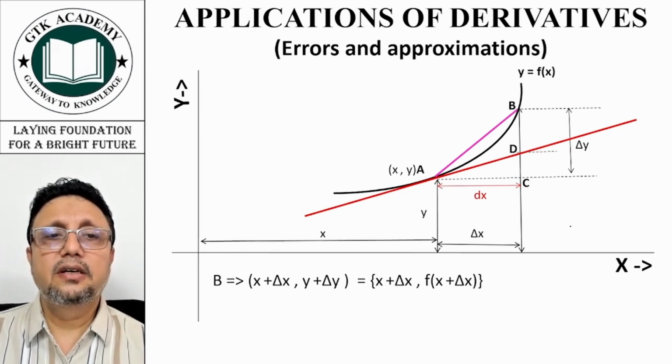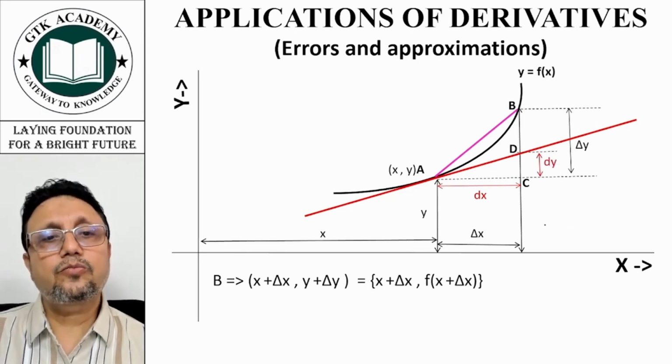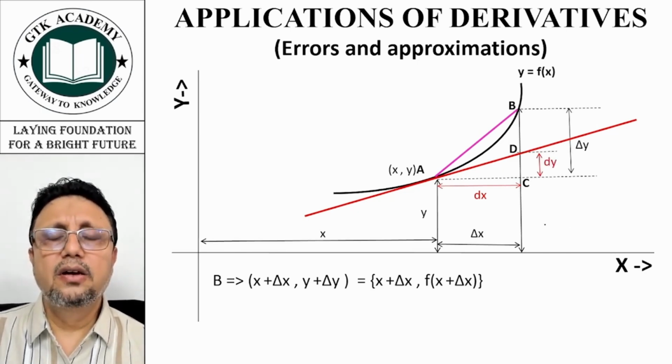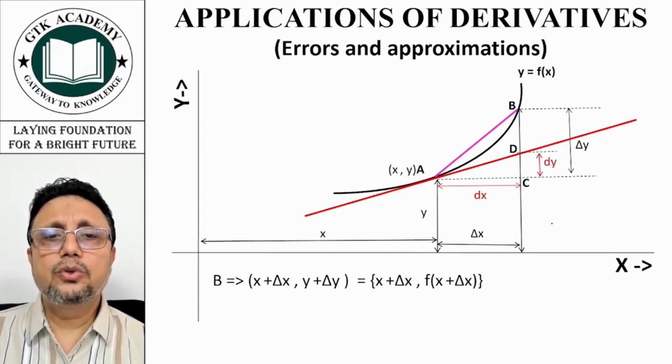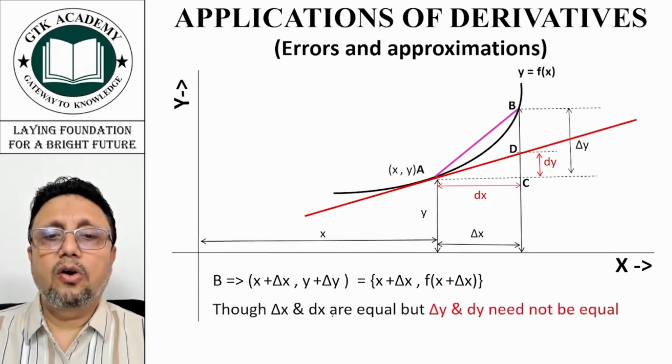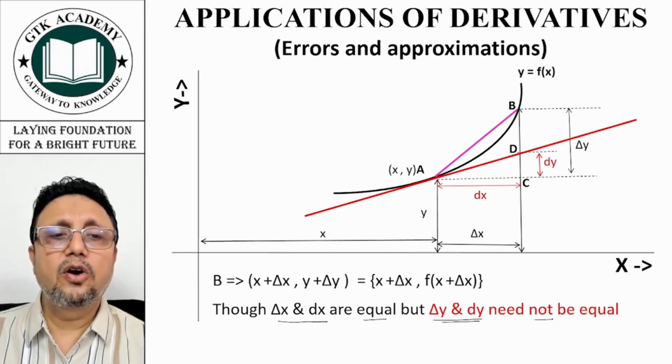And dc is delta y. I hope I am clear. So we can clearly make out that although delta x and dx are equal, delta y and dy need not be equal.